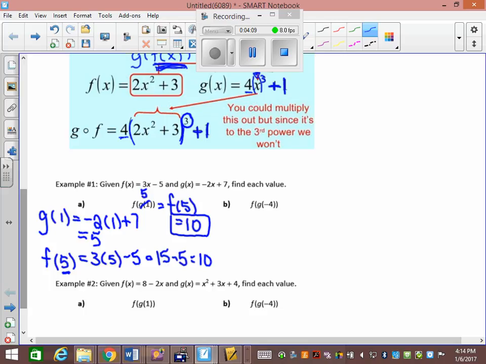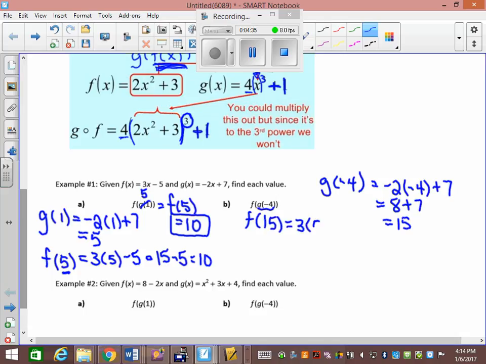So now for part b, it's f of g of negative 4. I'm going to find g of negative 4 first. I'm going to do it over here. g of negative 4 equals negative 2 times negative 4 plus 7, because I'm just replacing the x with negative 4. Negative 2 times negative 4 is 8, plus 7, so it's going to be 15. So I'm going to replace g of negative 4 with 15. So now I'm going to have f of 15. So now when I find f of 15, it's just going to be 3 times 15 minus 5, which is 45 minus 5. So it's 40. So the answer to f of g of negative 4 is 40.